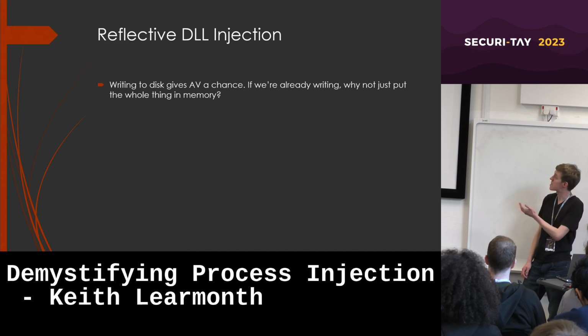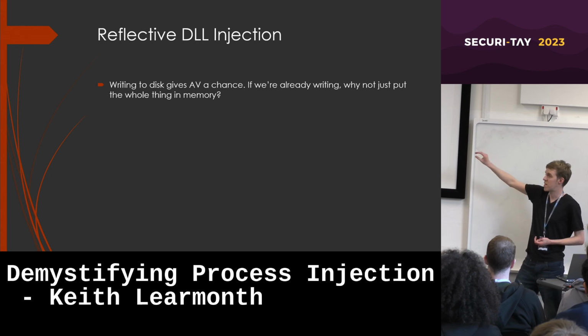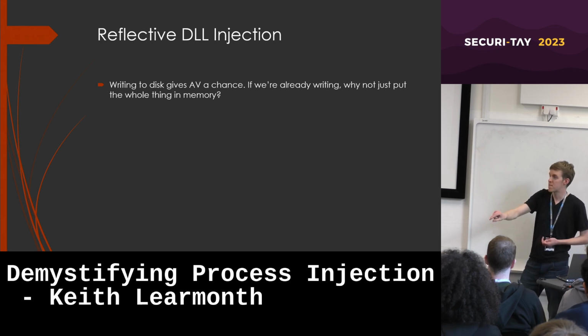Writing the DLL to disk gives the antivirus a chance to see, oh, something bad has landed on me, and delete it. But if we're already writing something to the process, instead of writing the address to something on disk, why don't we just allocate more memory and write our malware into the process?